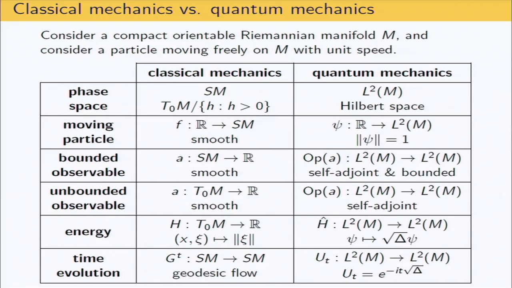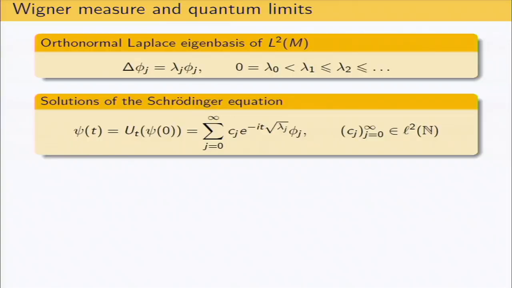And then if one looks at the Schrödinger equation, which we'll see on the next slide, just as in classical mechanics the geodesic flow describes the time evolution of the system, in this case there is a unitary flow, a flow of unitary operators, which is nothing but e to the minus it square root delta, which describes how a wave evolves in this quantum phase space. So at this point, it should be clear that eigenfunctions of the Laplace operator are very important to understand the quantum mechanical picture.